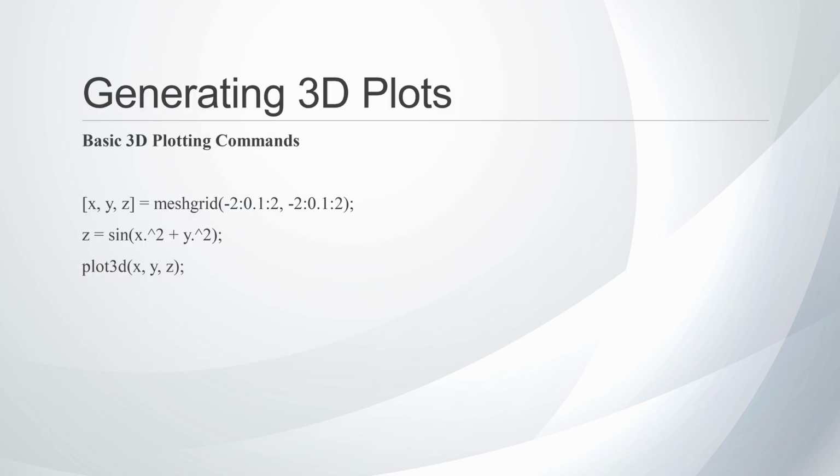Here is a simple example of creating a 3D plot in Scilab. First, we use meshgrid to create a grid of X and Y values from -2 to 2. Then we define Z as a function of X and Y using sin(x^2 + y^2). Finally, the plot3d(x, y, z) command generates a 3D surface plot. This helps visualize mathematical functions in three dimensions.